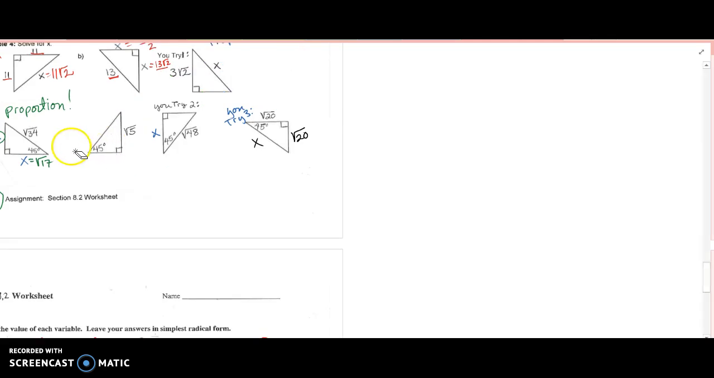Okay, so I had to erase some of the stuff from these other problems we worked. I don't know about you, but my notes are getting kind of cluttered.